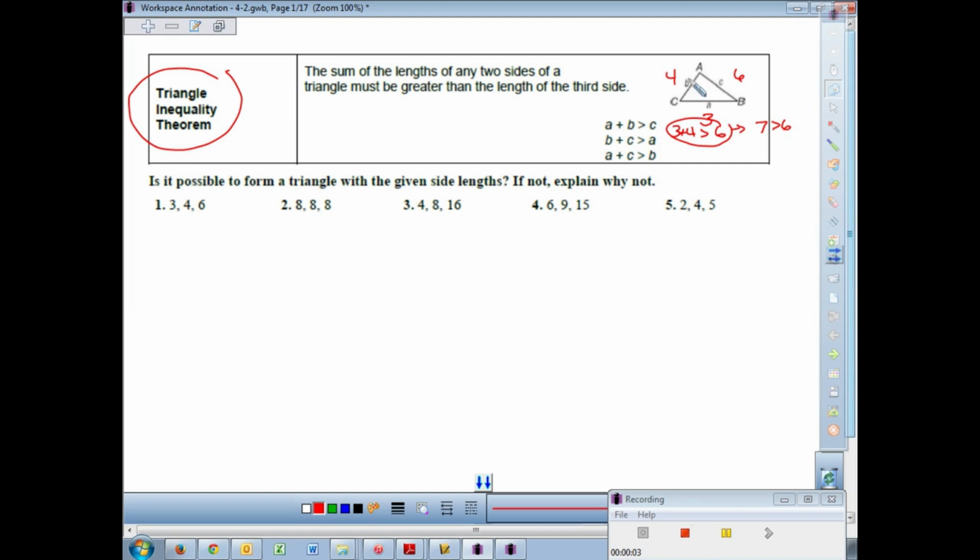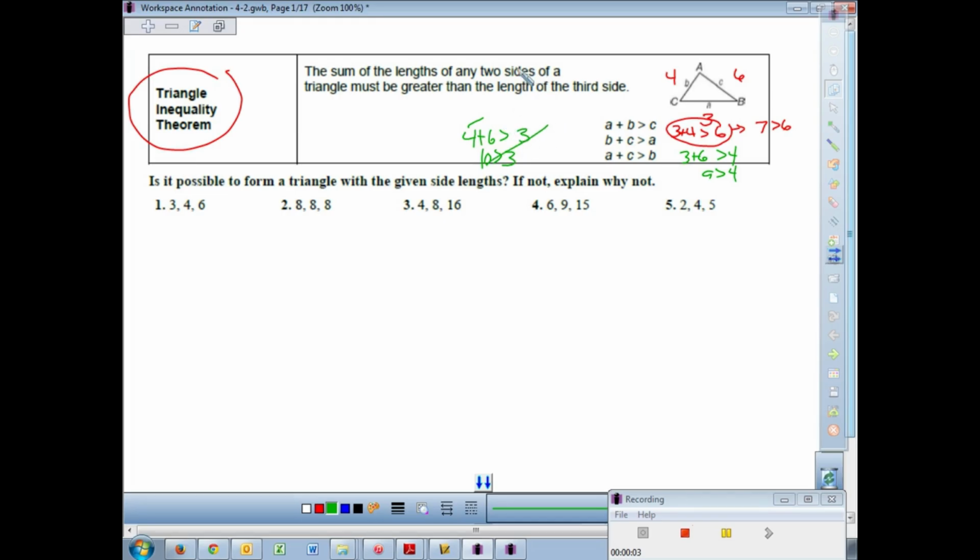Combine like terms. But that's just these two. What if I took 3 and 6? If I take 3 plus 6 and add them together, is that greater than the missing side, which is 4? Is 9 greater than 4? Yes or no? That worked. And what if I did 4 plus 6 greater than the third side, which is 3? Isn't 10 greater than 3? Isn't each one of these individually bigger than 3? Isn't 4 bigger than 3?